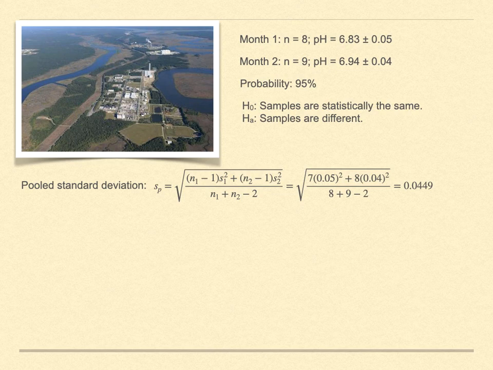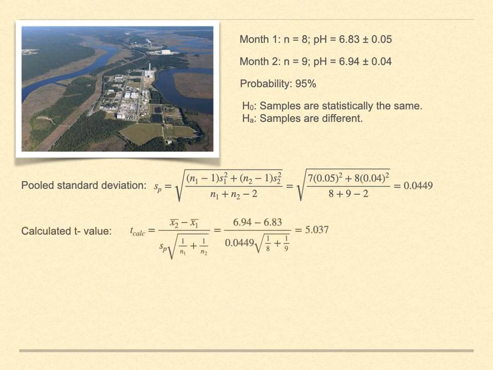We can now calculate a t-value comparing these 2 data sets. The equation is given here. We plug in the numbers and come up with 5.037. We now need to compare this value with the right number from the t-table. We have indicated that we are asking a two-tailed problem at the 95% level, so we can use the 95% column directly, but first we need the number of degrees of freedom.